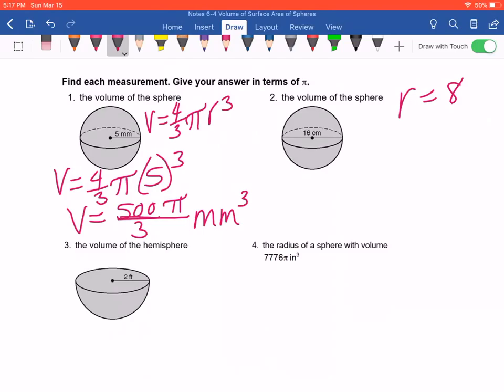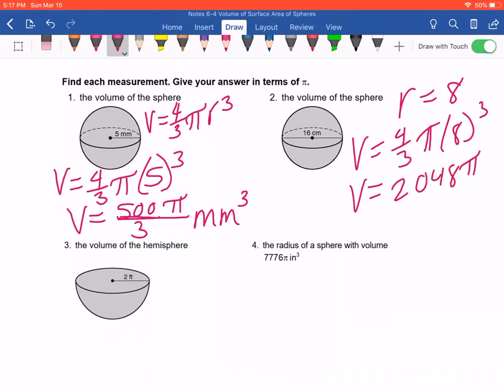So if the radius is 8 centimeters, and I want to figure out the volume, V is equal to 4/3 pi r cubed. So once again, when you input this into your calculator, hitting your math frac button to get the easy improper fraction, you end up with 2048 pi over 3. Of course, we're talking about centimeters cubed.